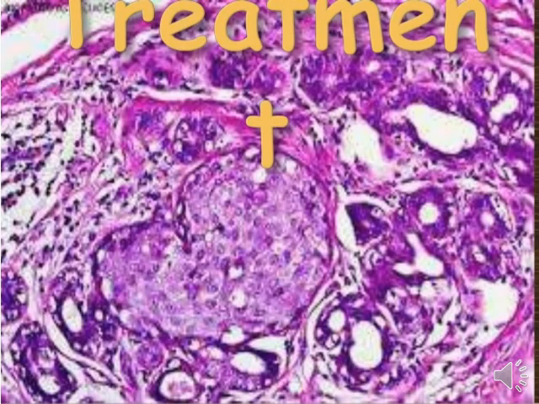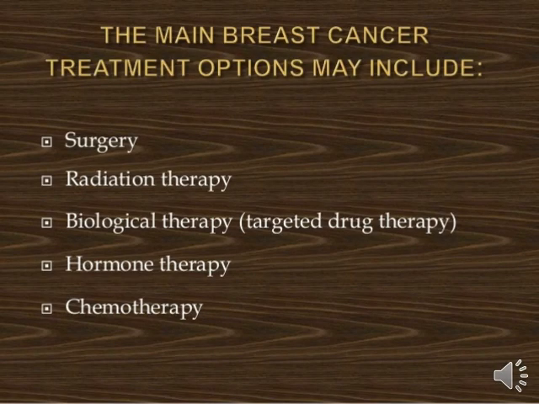Treatment for breast tumor. There are lots of options for the breast tumor or breast cancer. The main breast cancer treatment options may include: first, surgical management; second, radiation therapy; third, biological therapy, also called targeted drug therapy; hormone therapy; and chemotherapy. So this kind of option is available for the breast tumor or breast cancer. Let's go, we will see one by one.